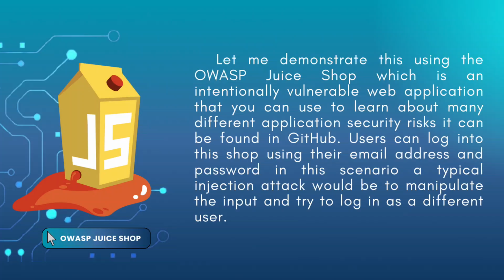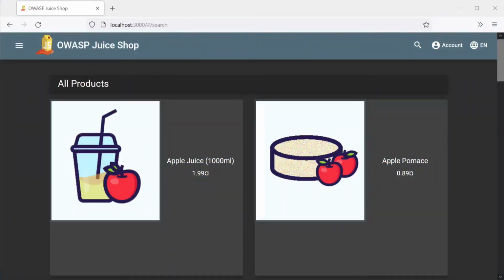Let me demonstrate this using the OWASP Juice Shop, which is an intentionally vulnerable web application that you can use to learn about many different application security risks. It can be found on GitHub. Users can log into this shop using their email address and password. In this scenario, a typical injection attack would be to manipulate the input and try to log in as a different user. This is the shop selling all sorts of juice.